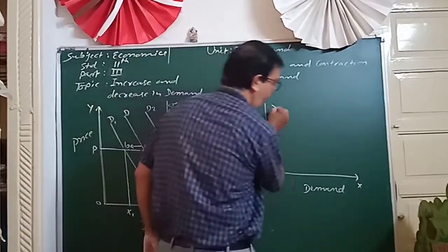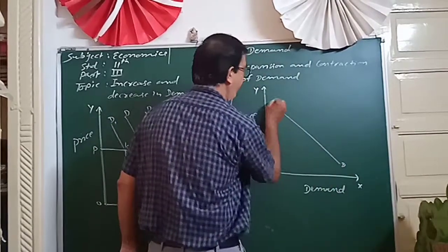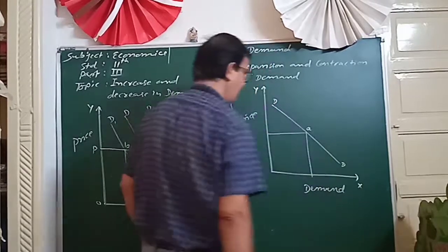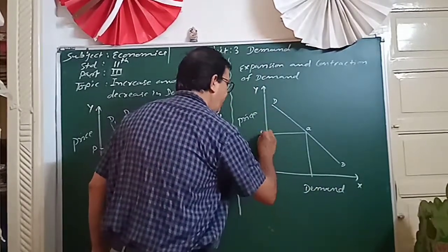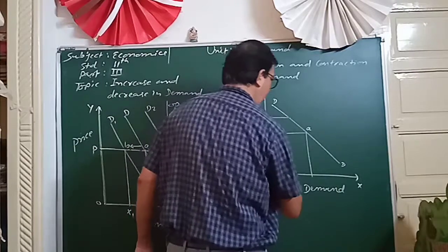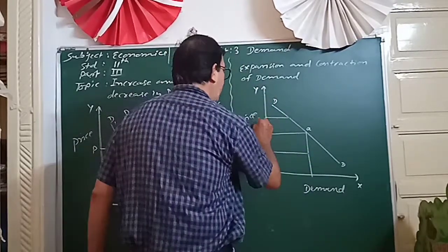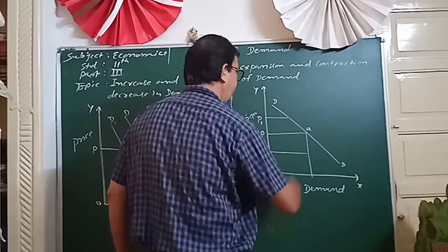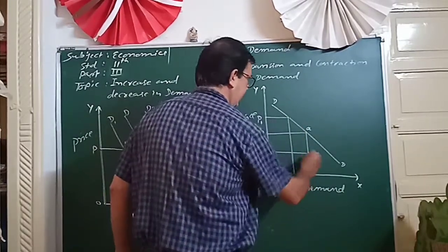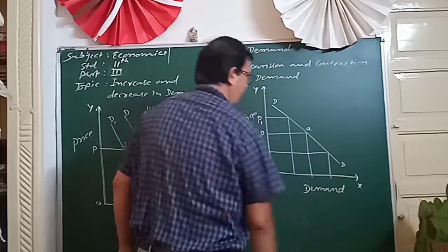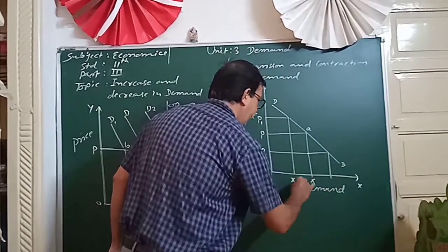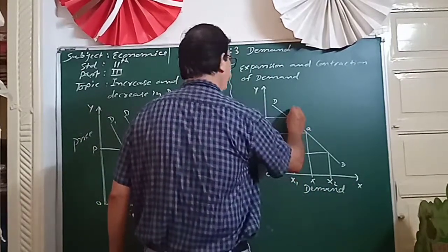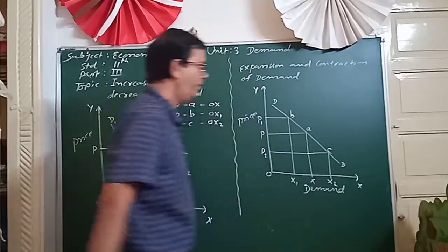That change is known as expansion and contraction of demand. Now we see here, this is your demand curve DD, this is your original position, equilibrium point is A, price is OP. Now see, price increases or decreases. Here OP1 and here OP2. So here X, here X1, here X2. This is A, then this is B, and this is C.